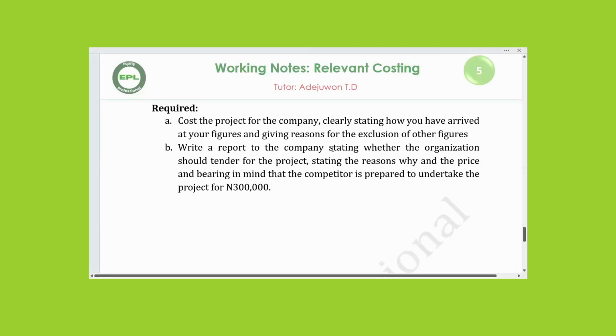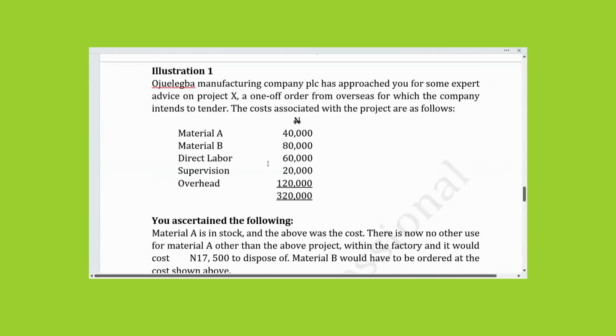All right, thank you very much, Sarah. Yes, that is the question. When you look at requirement number A, there are about 2 or 3 things the examiner wants you to do. The first one is for you to cost the project. Yes, I wanted to tell you the other time. I wanted to add, I forgot.